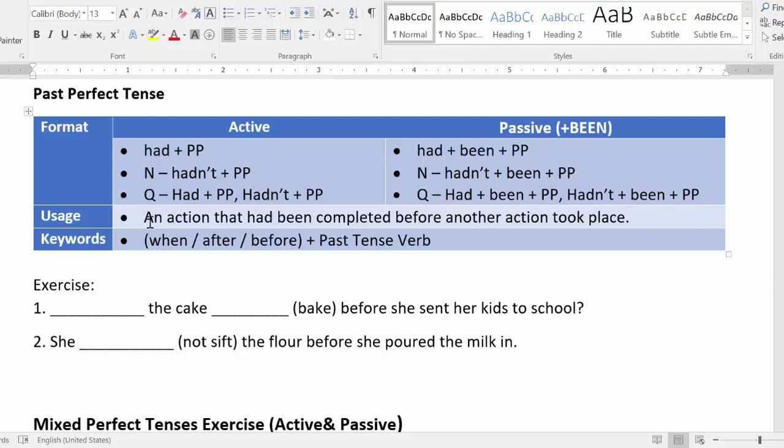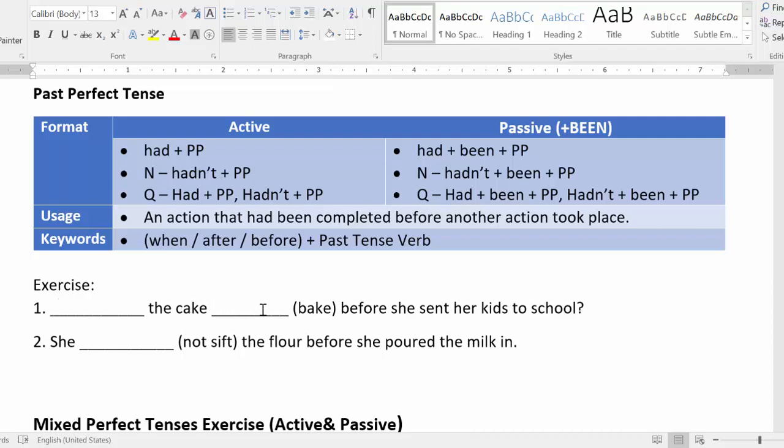Okay, the usage. For past perfect tense, you need to remember, we must have two actions in a sentence, and there's no duration. You have two actions in a sentence, and one action happens before the other. The first action happens first, then the second action happens. The action that happened first, we use past perfect tense, had plus PP. Passive: had been PP. The second action will be past tense. So your keywords should be when, after, before, and a past tense verb. You must have a past tense verb for past perfect tense. Okay, let's look at the sentence exercise.